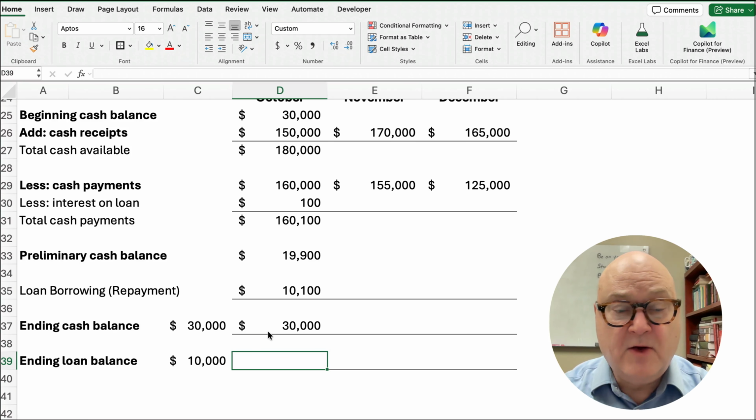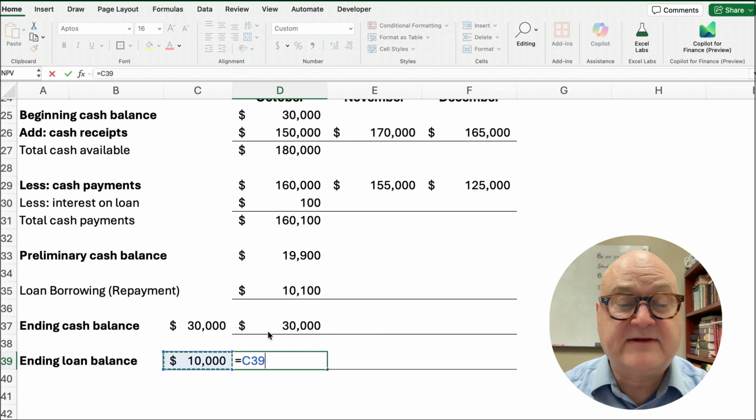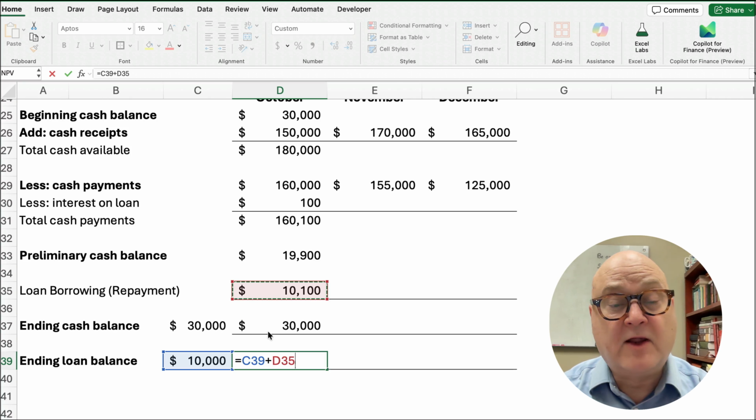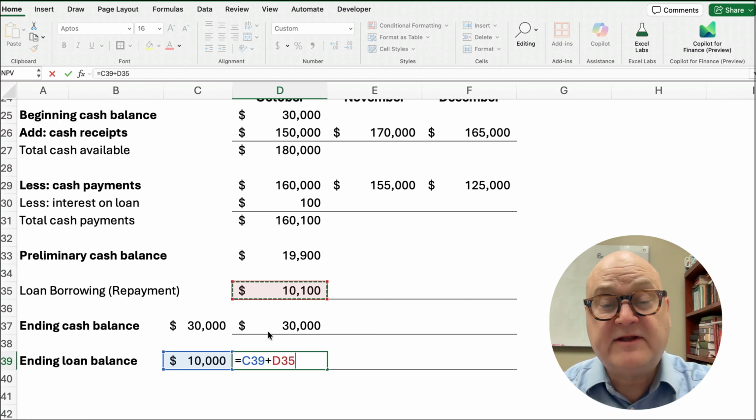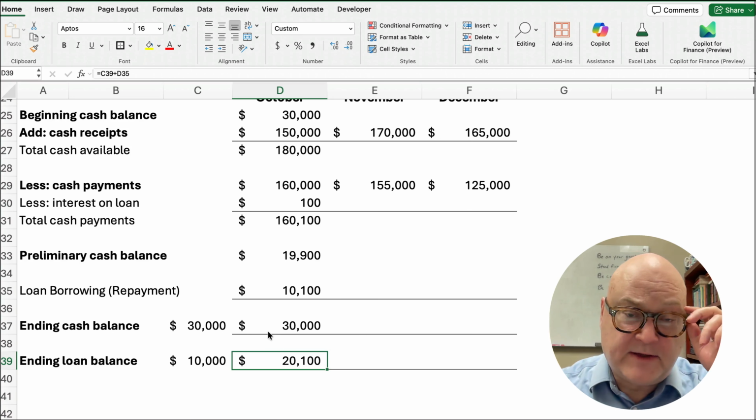Now, how much is our loan? Our loan has gone up a little bit. So it's 10,000 plus the extra 10,100. So our loan balance goes from 10,000 plus another 10,100 to 20,100. So our loan balance is going up a little bit.